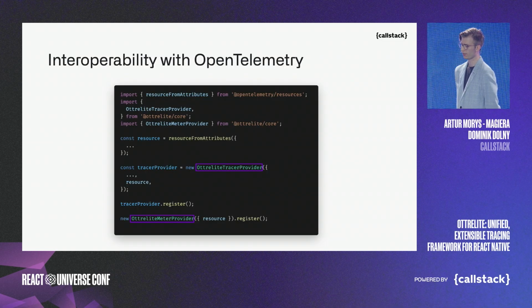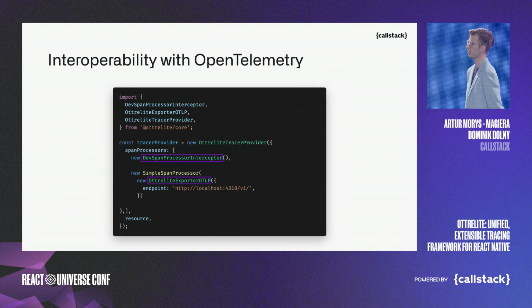backend. With Ottrelite, you would still configure OpenTelemetry's JS SDK as usual, but you will also need to change a few things. The first is to use Ottrelite's tracer provider and the meter provider. The second step is to set up Ottrelite's span processor interceptor. This is an important step that allows Ottrelite to actually pipe the OTEL spans to our development backends. And there is also one optional step that you don't need but could use. That is also initializing our exporter. Currently, we only provide one for OTLP HTTP, but this will be extended in the future.